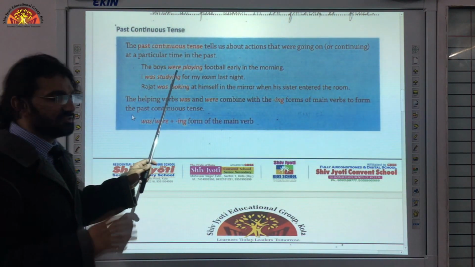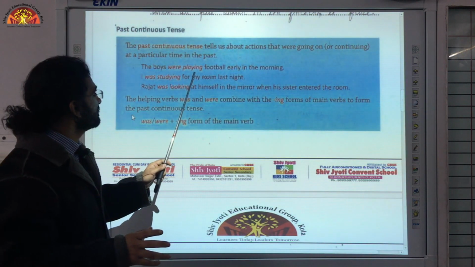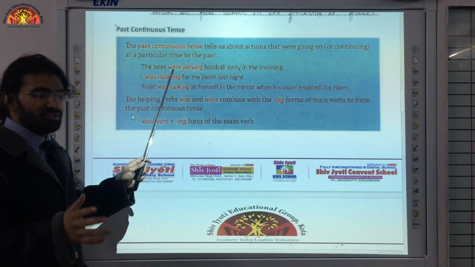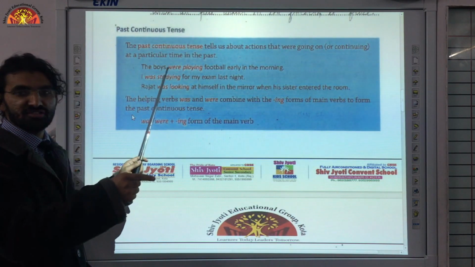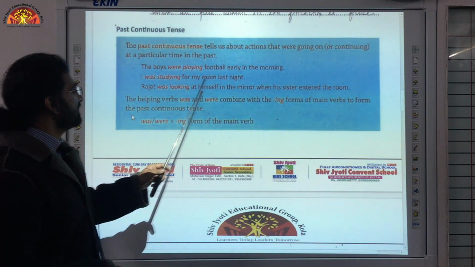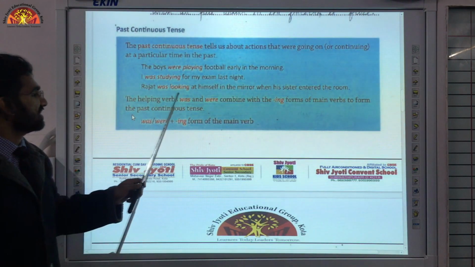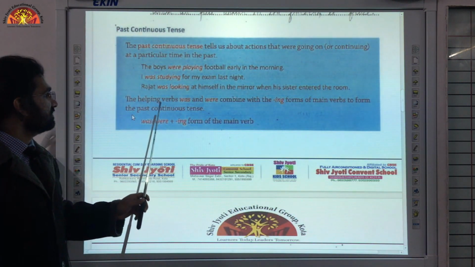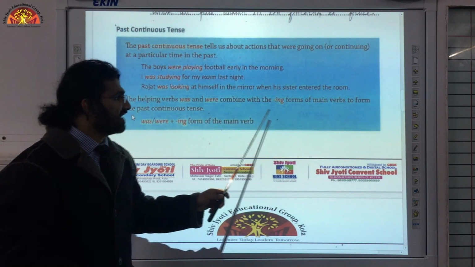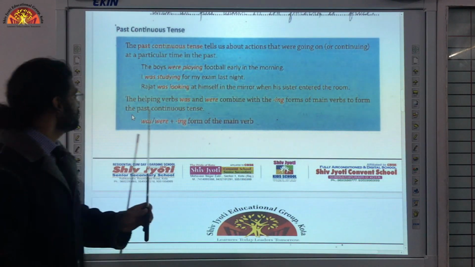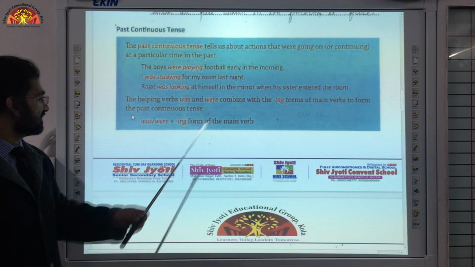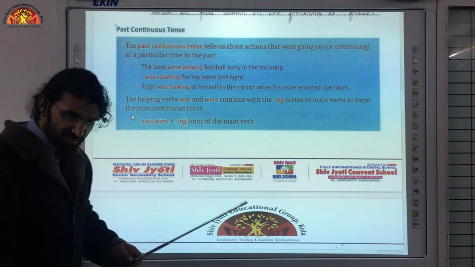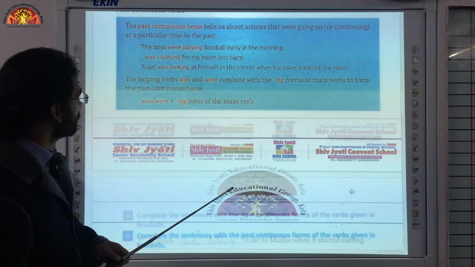How will you identify? It's very simple. You will see ing forms of verb and these helping verbs, either was or were. That's how you'll be able to identify past continuous. I was studying for my exam last night. Rajat was looking at himself in the mirror when his sister entered the room. The helping verbs was and were combine with the ing forms of the main verbs to form the past continuous tense, as we just learned. Was, were plus ing form of the main verb. Cook plus ing, cooking, sing plus ing, singing. I hope you are getting that.